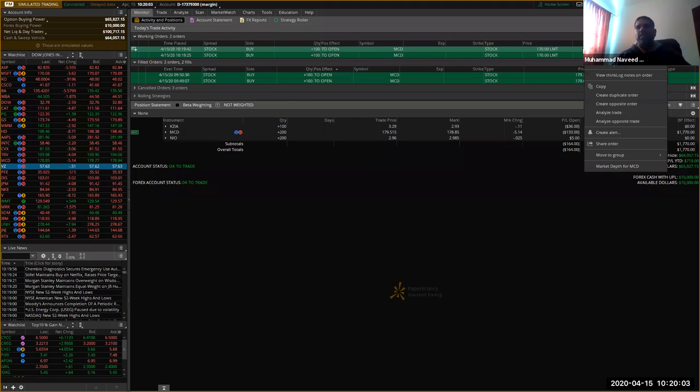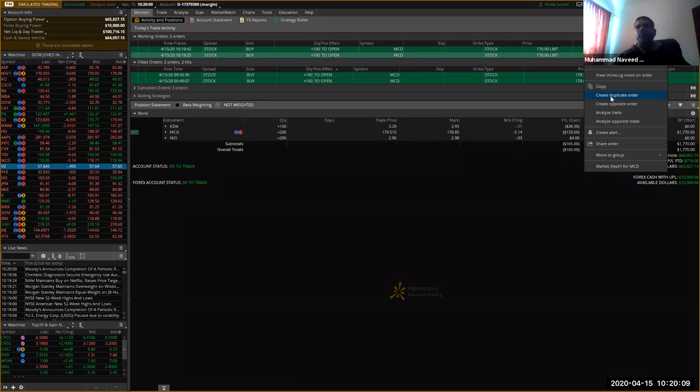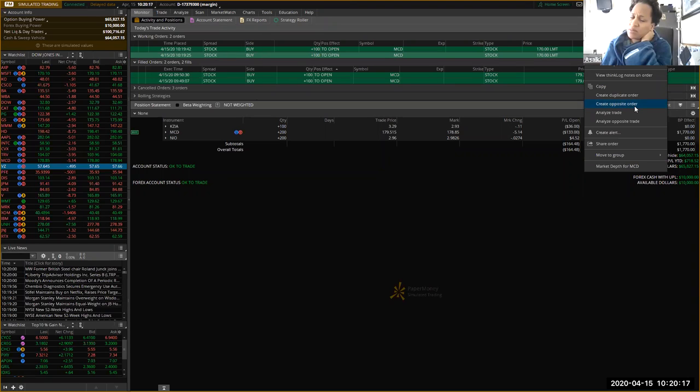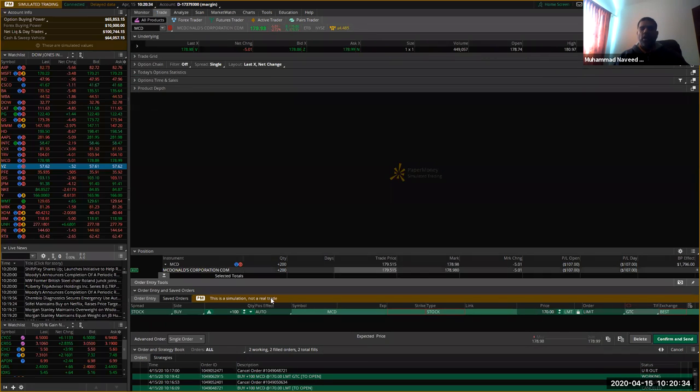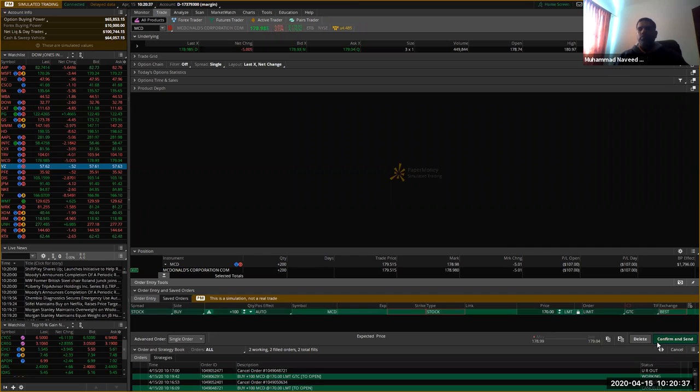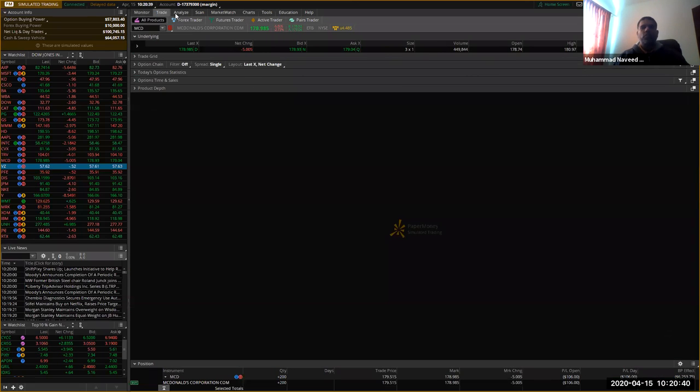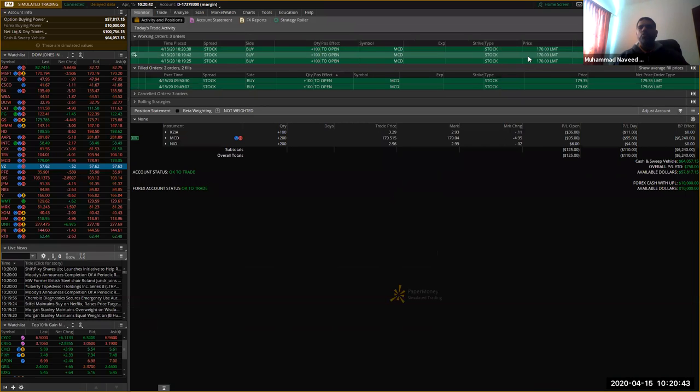I can also right click on one of these orders and create a duplicate order or create an opposite order with a single click. Opposite means you're going to sell it now? Yeah, so you could do that. So it makes it easier. You don't have to input these things over and over again. So let's do a duplicate order. Once I click that, it brought in everything right here. All I have to do is hit confirm, send, confirm, go back to monitor, and the third order shows up here as well.